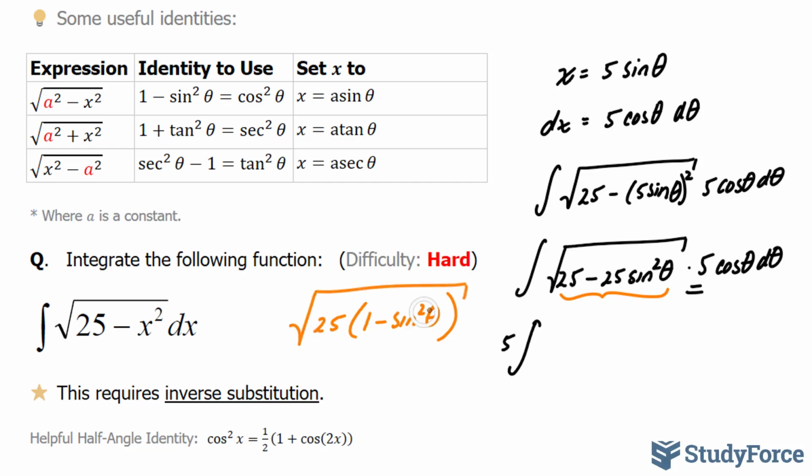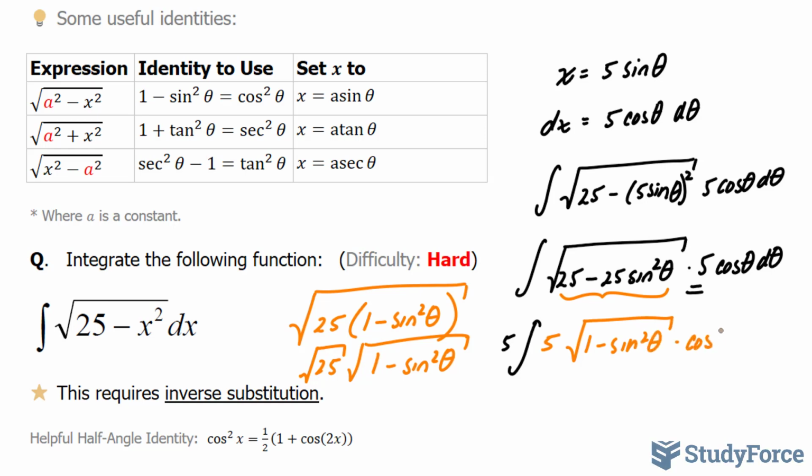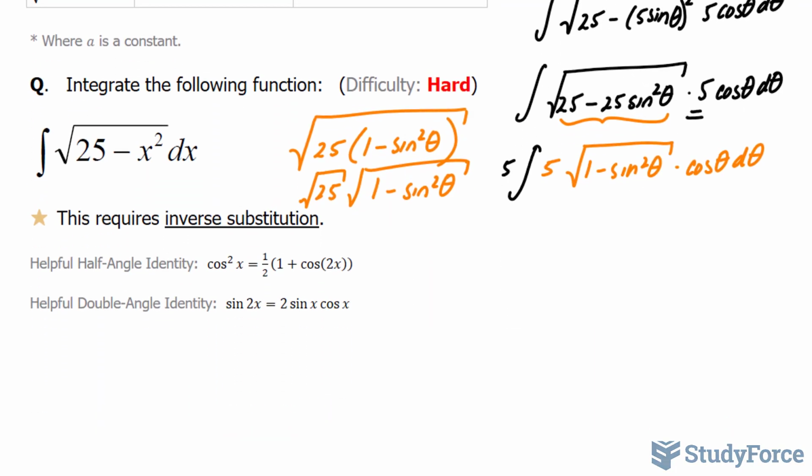And now that we have a product underneath the radical, 25 times this thing, I can separate these two components. Watch. The square root of 25 and the square root of 1 minus sine squared theta. And I'll do that. If I square root 25, I end up with another 5. And I'm left with 1 minus sine squared theta times cosine theta d theta. My next step is to use an identity. And I can use an identity right here. 1 minus sine squared theta. What does that remind you of?